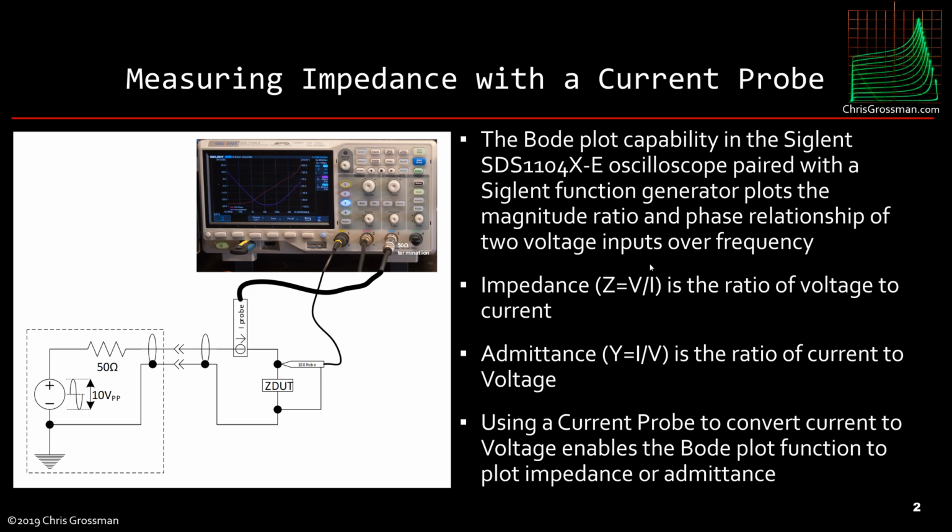Impedance is just the voltage divided by current, and admittance is the ratio of current to voltage. So if we use a current probe to convert current to voltage, that enables the Bode plot function to directly plot impedance or admittance.